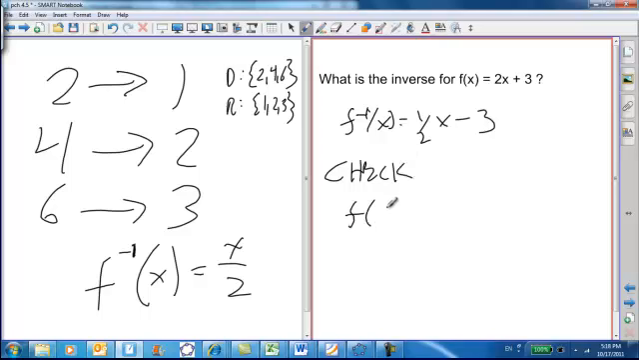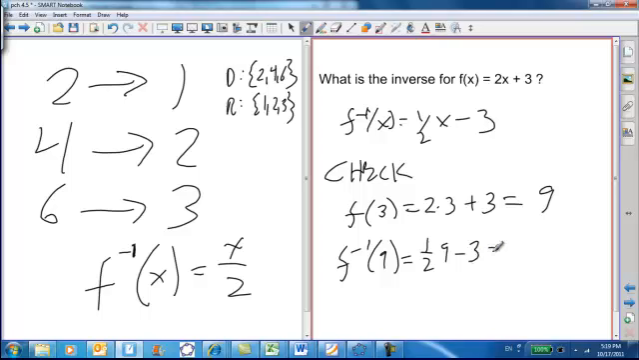F of 3 is 2 times 3 plus 3, which is 9. So f inverse of 9 would be 1/2 of 9 minus 3, or 4.5 minus 3, or 1.5. It did not take us back to 3. So this is wrong. You can't just take the inverse of each part when you're trying to find the inverse of a composition of two functions.